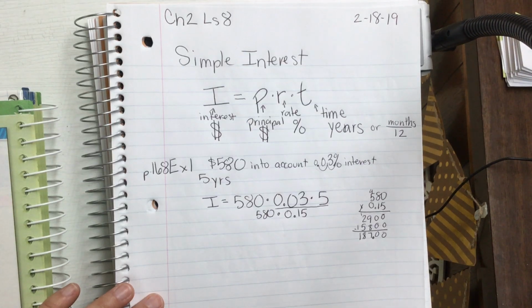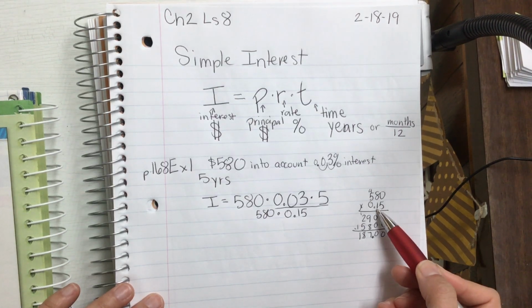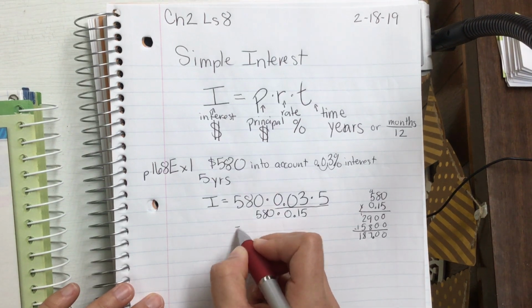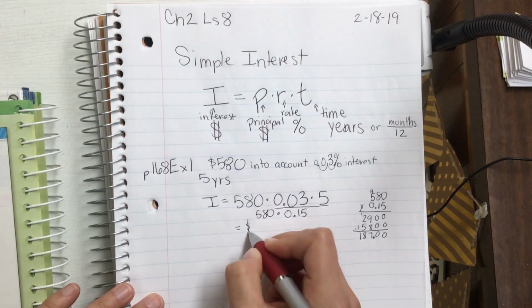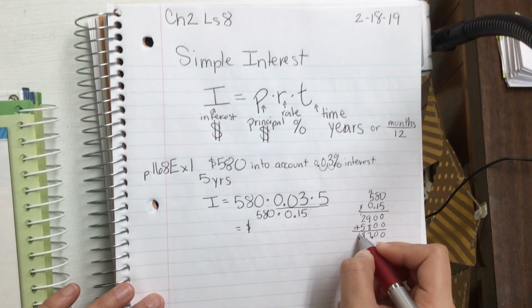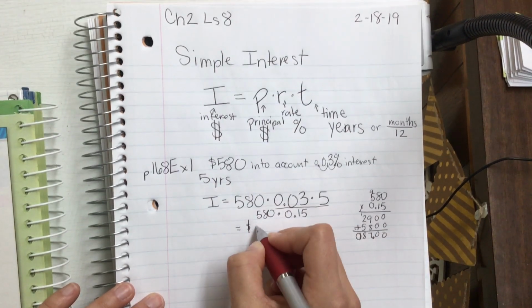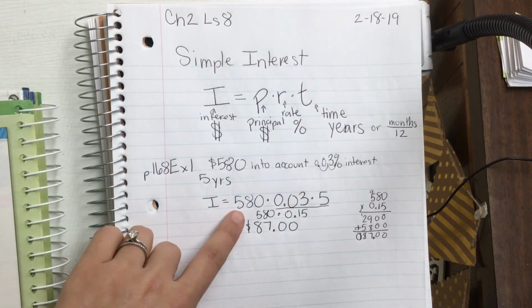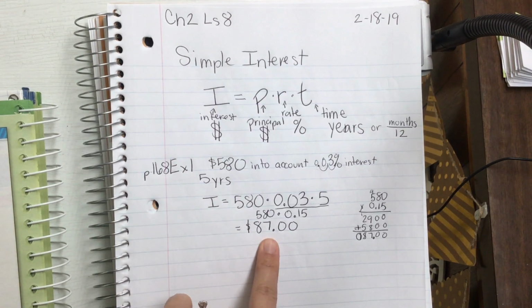Remember when you multiply, watch your decimals. I have two locations behind the decimal. I need two the same here. So my interest is equal to 87. Sorry, this is a 0. That was a plus sign. $87. If he left $580 in an account for 5 years, he would make $87. It's not much, but it's better than 0, right?